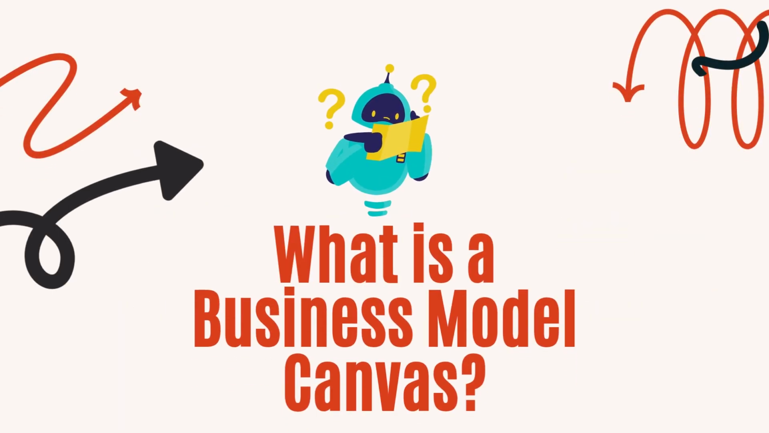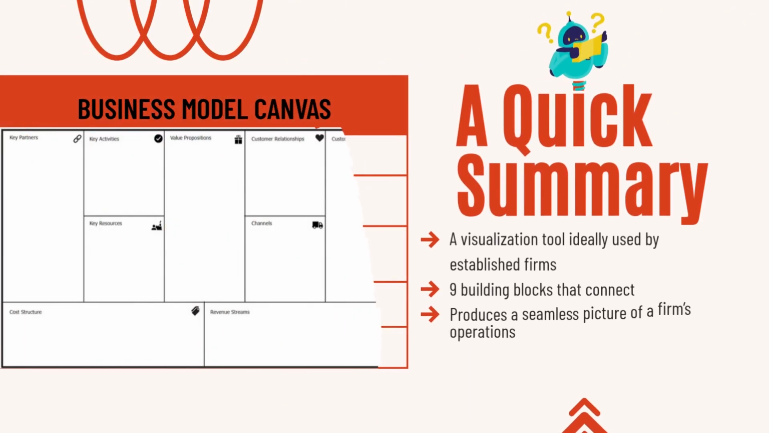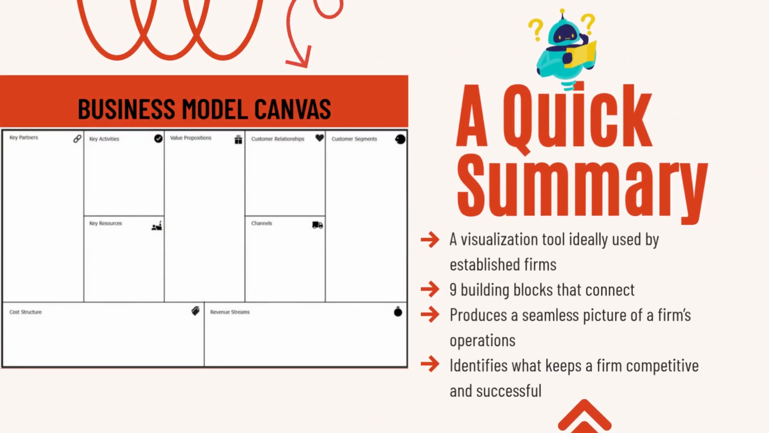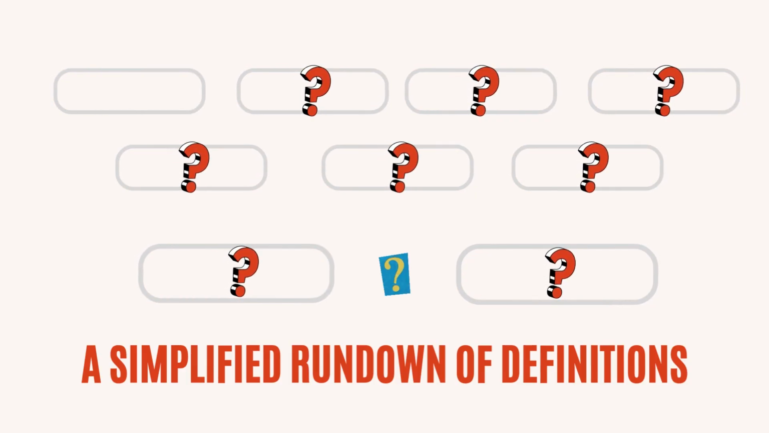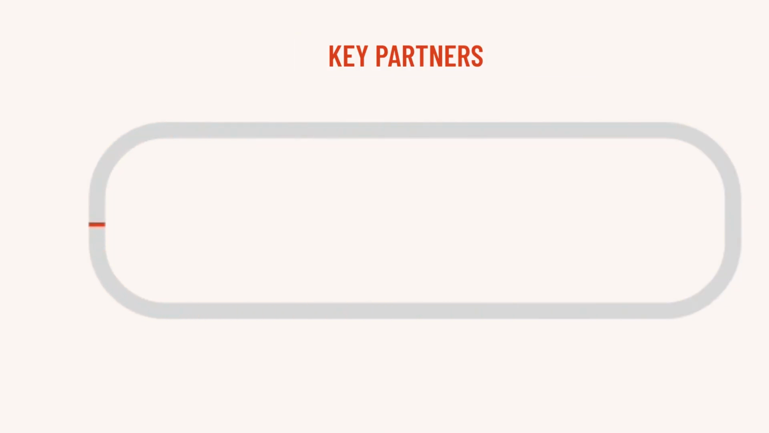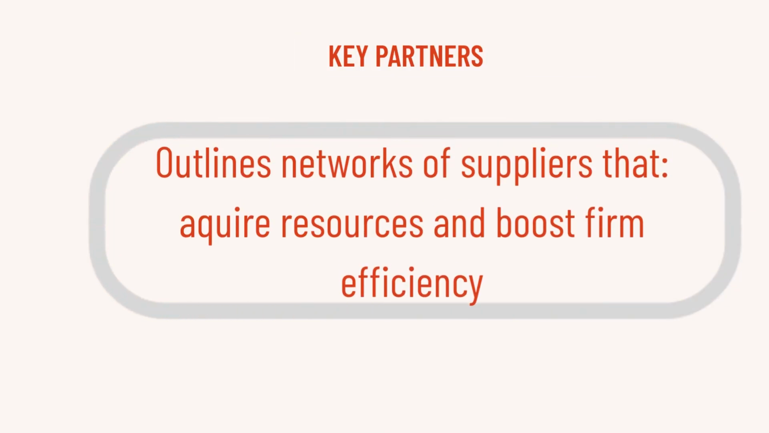What is a business model canvas? It's a visualization strategic tool with 9 interconnected building blocks used for businesses to map their internal and external operations. Here's an analysis of each. Key partners help you identify your partners that assist you in completing your daily operations.